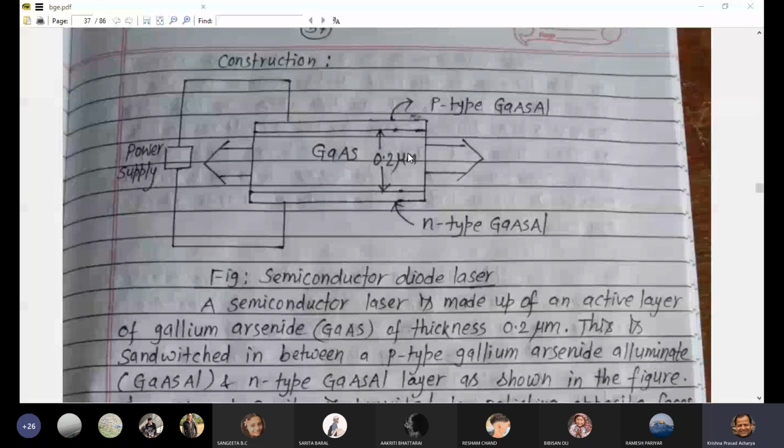That is also called micron. So from this figure you can say a semiconductor diode laser is made up of an active layer of gallium arsenide, which is very small in thickness, of the order of 0.2 micron or micrometer. And this crystal is sandwiched in between two types of semiconductor. One is P-type gallium arsenide aluminate and another is N-type gallium arsenide aluminate.